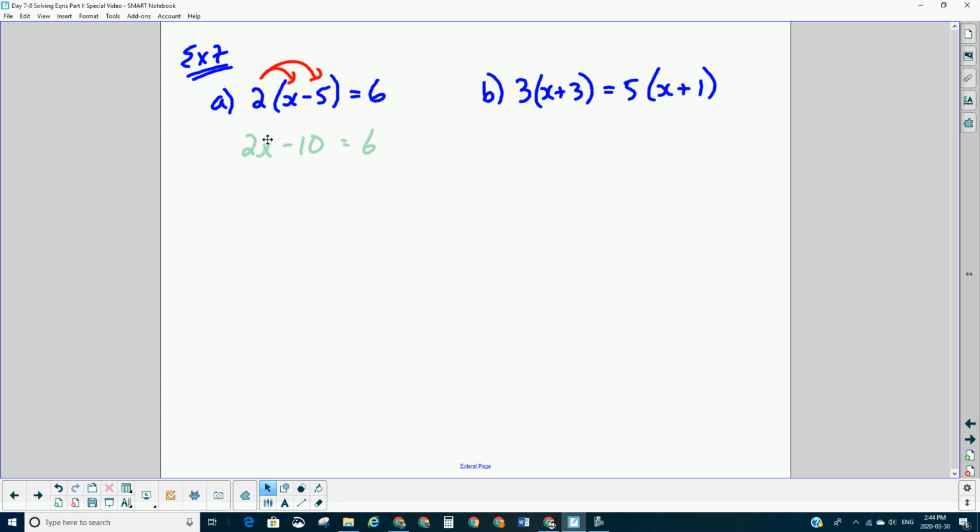2 times x is 2x, and 2 times negative 5 is negative 10, equals 6. Remember that 2 doesn't get rainbowed to the 6 because it's not inside the brackets. So we've used the distributive law, or rainbow, to take this equation and make it look a little bit easier. Then letters on one side, numbers on the other side. We're going to leave the 2x here. Opposite operation to minus 10 is add 10 to both sides. It's going to leave us with a 2x, and of course 6 plus 10 is going to be 16. Dividing both sides by 2 gets us x equals 8.